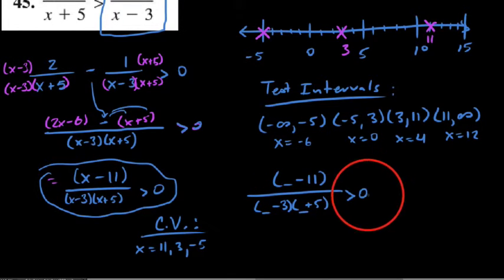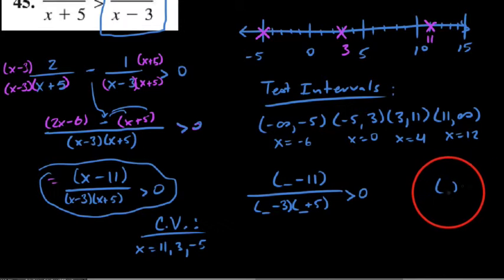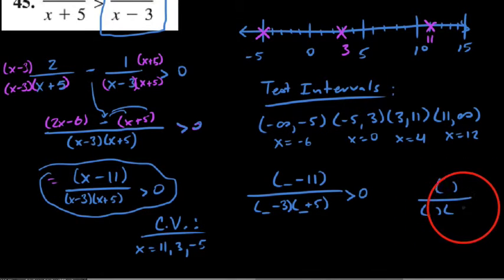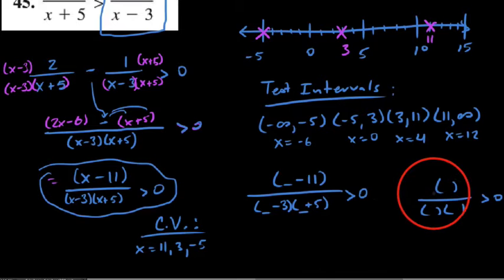But we're asking, is it positive or is it negative? So also I'm going to fill this in. We have a value on top over 2 values on the bottom being greater than 0. And we're going to fill these in.